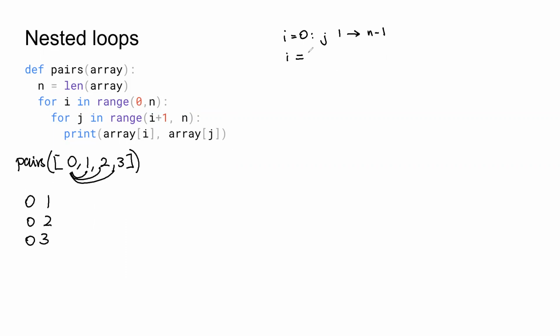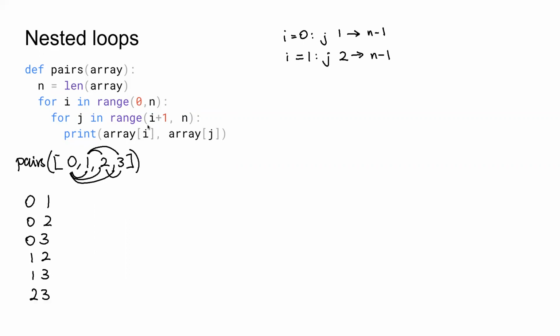When i is equal to 1, j goes from 2 to the end. And so we print out the pairs 1, 2, and 1, 3. Similarly, we also print out the last pair 2, 3.